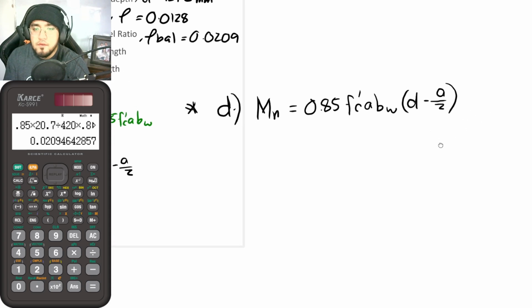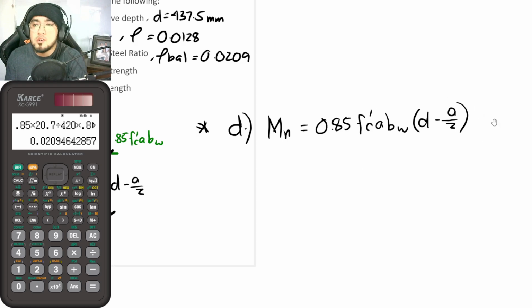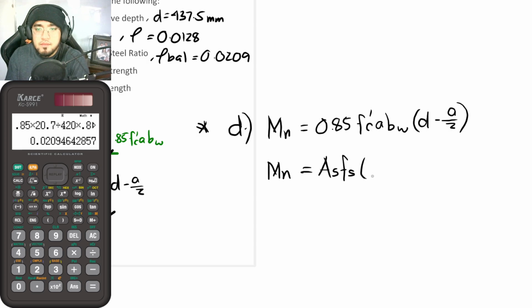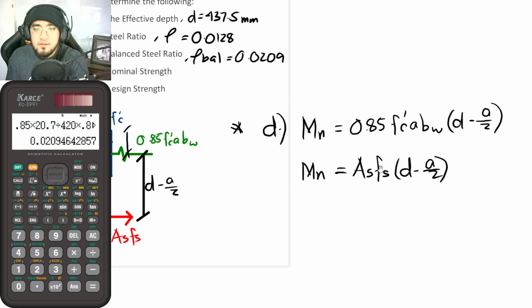If you can solve for it using this equation, then just solve for it. And if we do not want to make use of this equation, we can also make use of the other equation, AS FS times D minus A over 2. So what is the value of Fs?